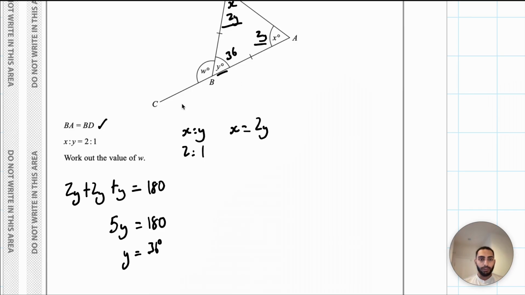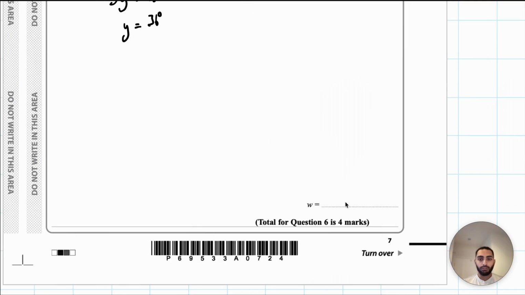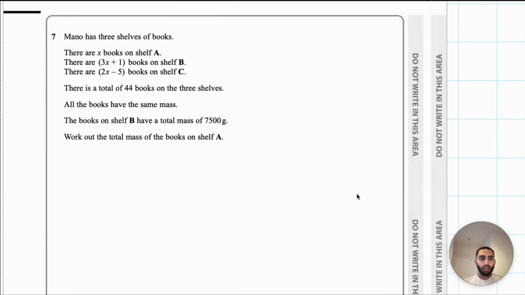I just need that one for now. We want the value of w, that's on a straight line. So I know this one and this one would add up to make 180. So I'm going to do 180, take away 36, which would give me 144. So w is 144.